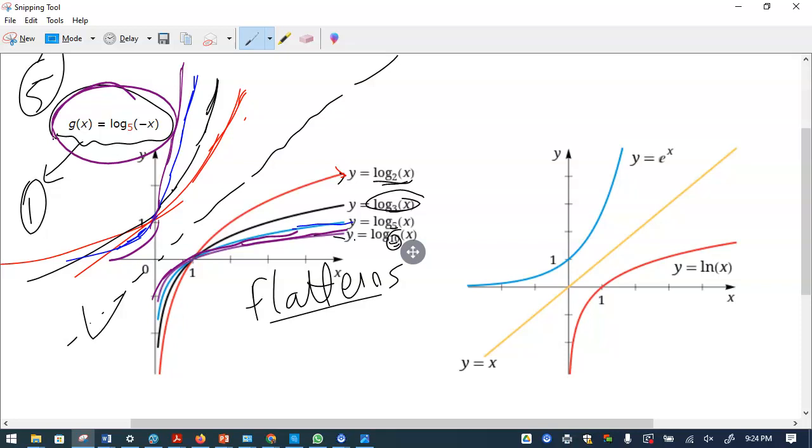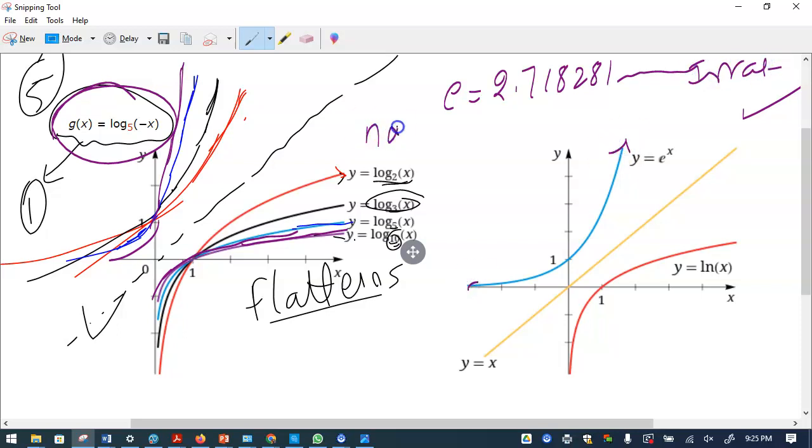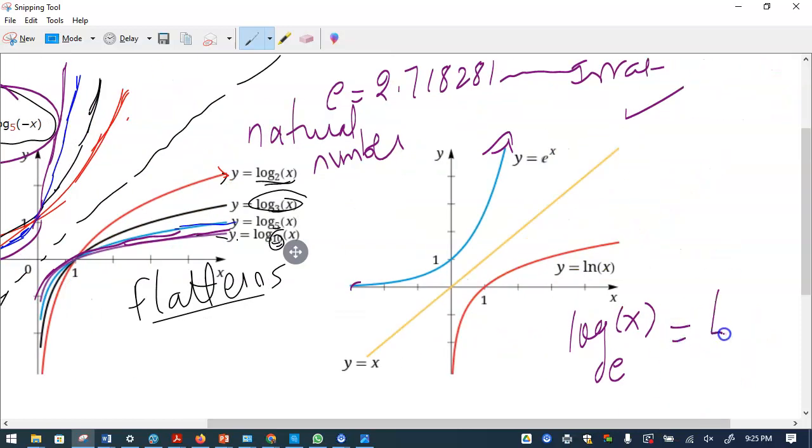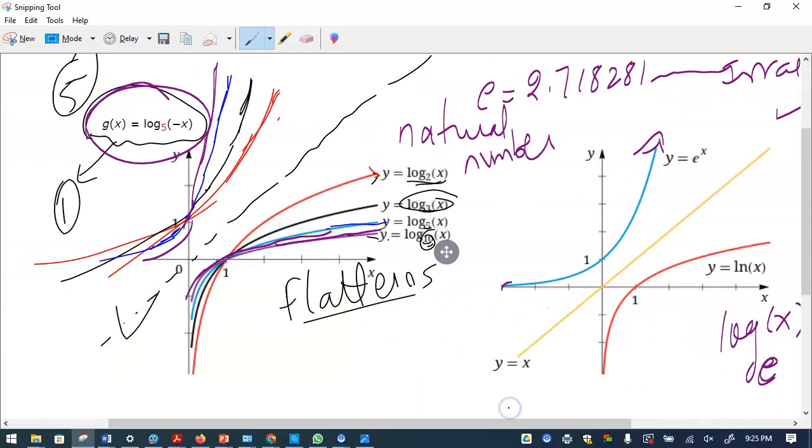And remember, one more thing we're already showing here. This is e raised to x. e is 2.718281, and it's an irrational number. We call it the natural number. So the inverse function is the logarithm of x to the base e, and in short it is written as ln of x. It means the base is e. That's all it is. And you can see the graph is like this.